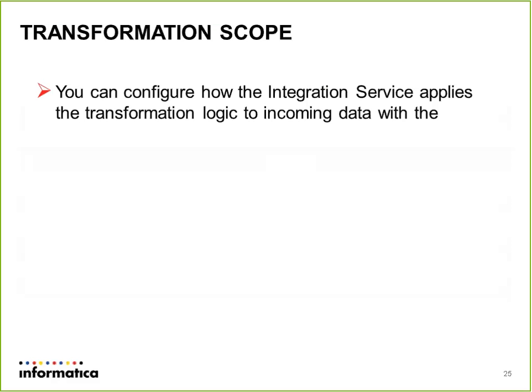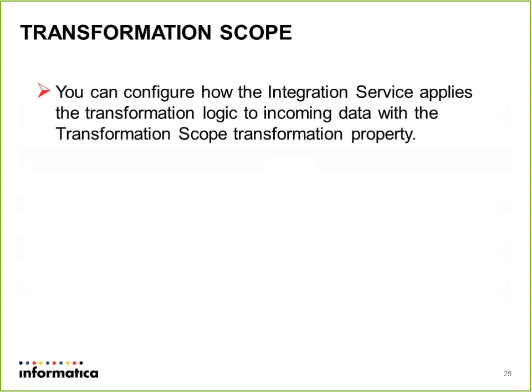Now let us go ahead and discuss transformation scope. You can configure how the integration service applies transformation logic to incoming data with the transformation scope property. This is one of the properties that controls transactions within Informatica. When the integration service processes a transformation, it either drops transaction boundary or preserves transaction boundary, depending on the transformation scope and mapping configuration. There are 3 different transformation scopes that you can set at each transformation within the mapping.